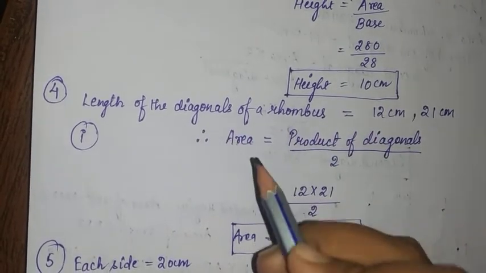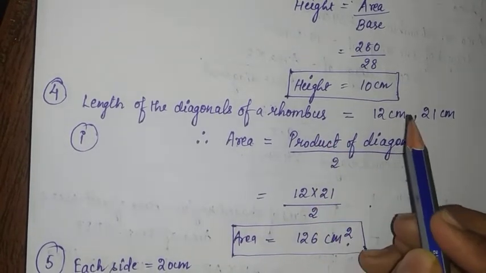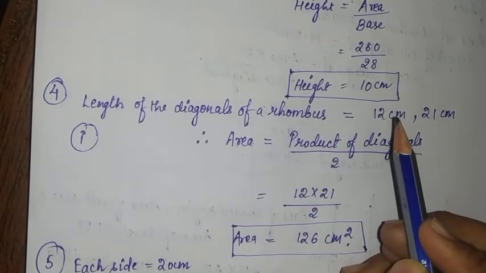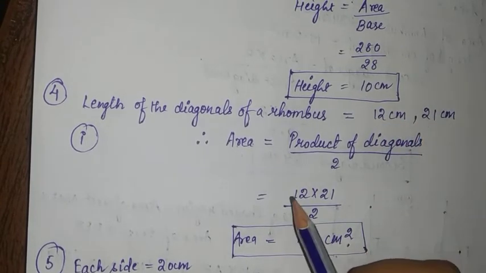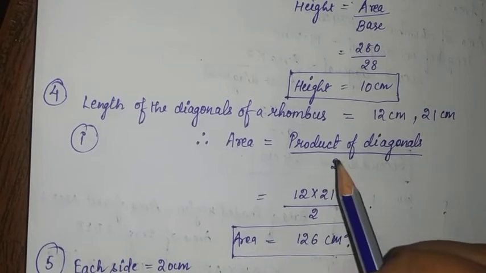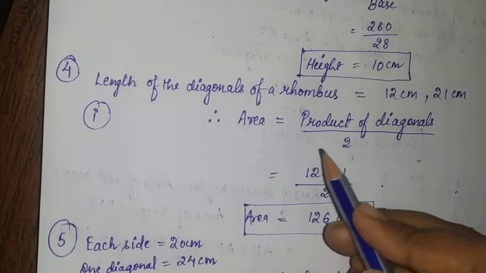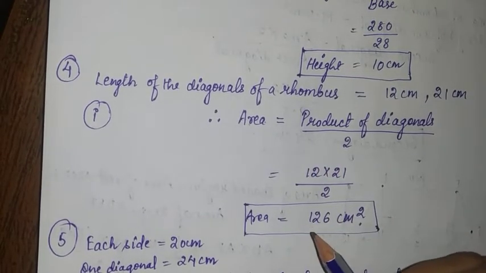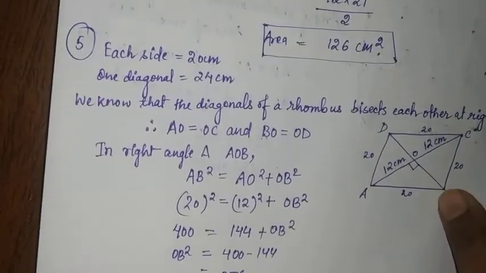Okay, you have to read and learn it. So product of the diagonals means diagonals are already given in the question. 12 and 21. So 12 into 21, the product of the diagonals, it means multiplied and divided by 2. So 2 sixes are 12. 6 into 21, that is 126 centimeter square. And then question number 5.